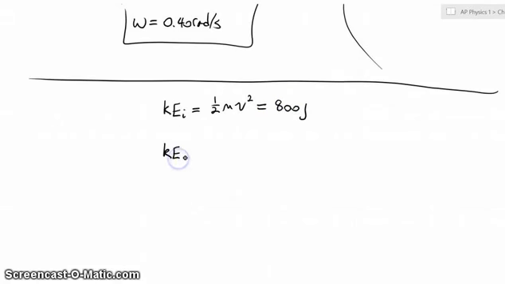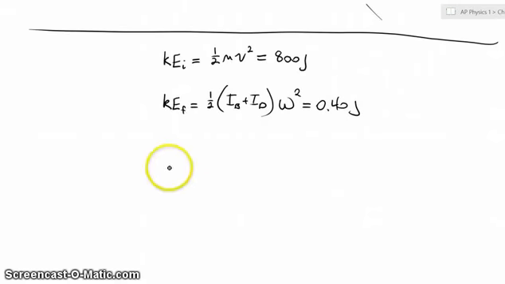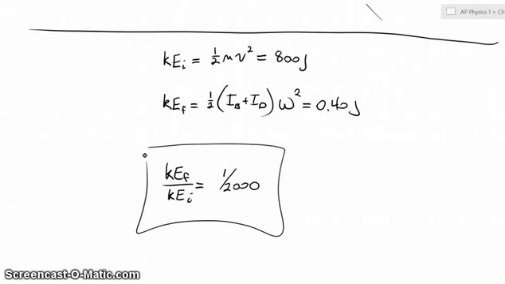The kinetic energy after the collision would be 1/2 the total moment of inertia, so the moment of inertia of the bullet plus the moment of inertia of the door times their common angular velocity squared. And when we plug in all of those values, we're going to get 0.40 joules. So if we do the ratio of the final over the initial, we get that the final kinetic energy is about 1/2000th of the initial. So we lost quite a bit of energy during the collision.